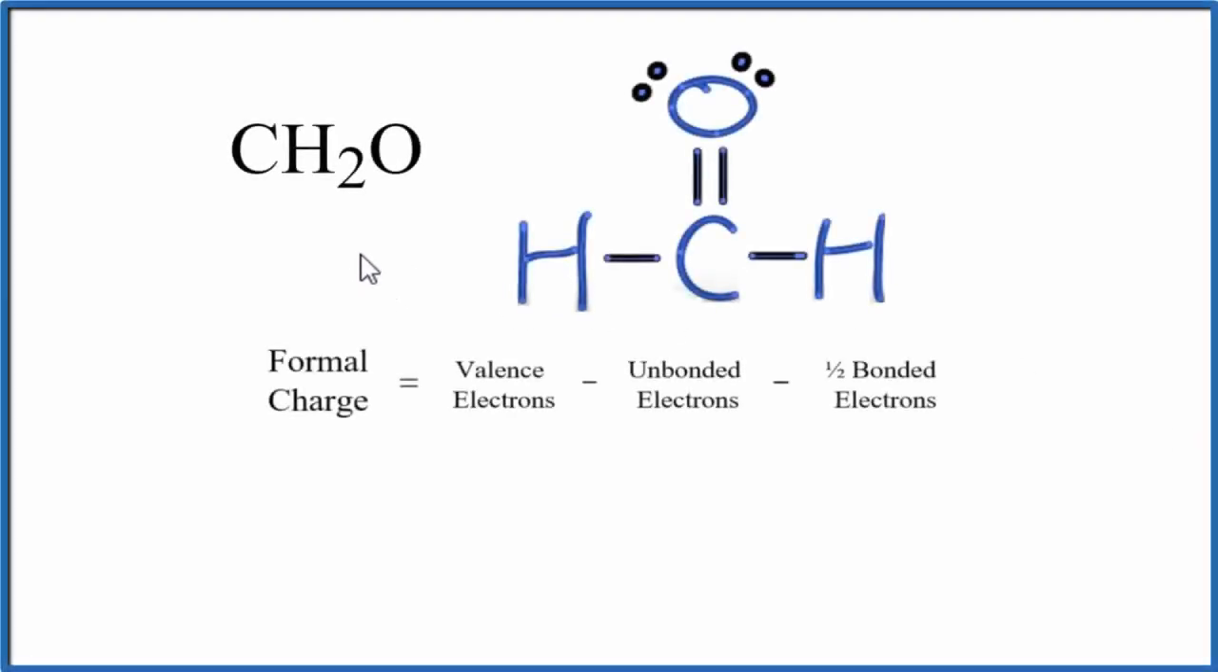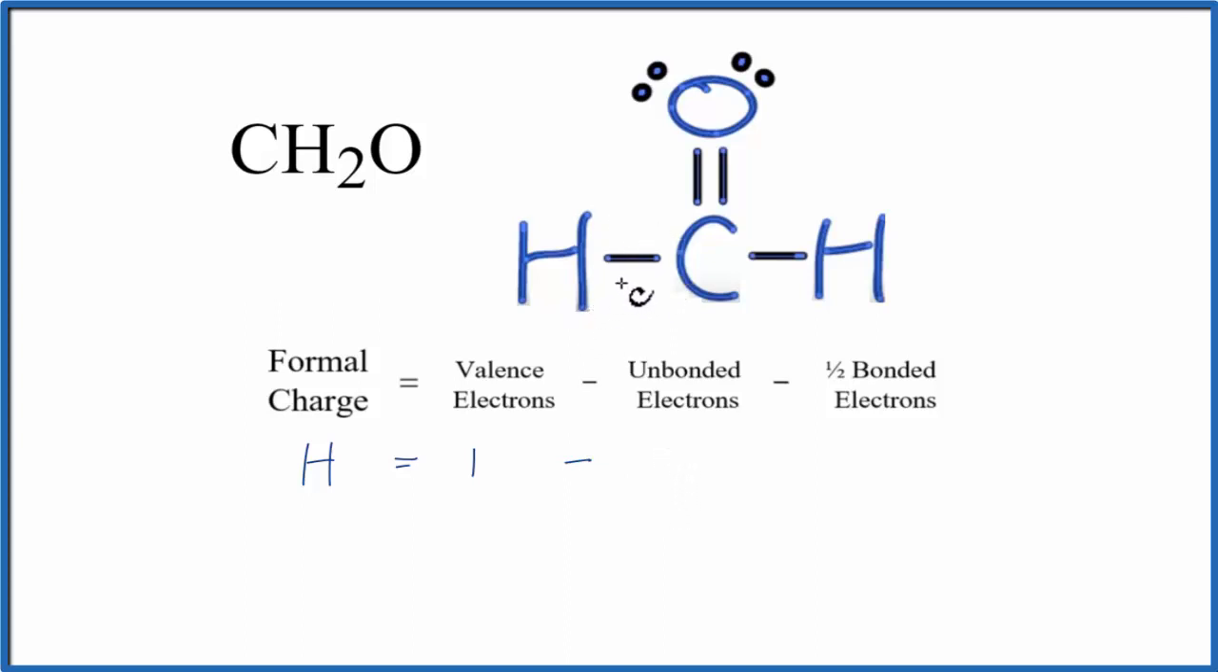To find the formal charge for each element in CH2O, formaldehyde, we have a Lewis structure here, and then we have this formula. So let's look at the hydrogen first. Hydrogen, that's in group 1 on the periodic table. It has 1 valence electron. We'll subtract the unbonded valence electrons.